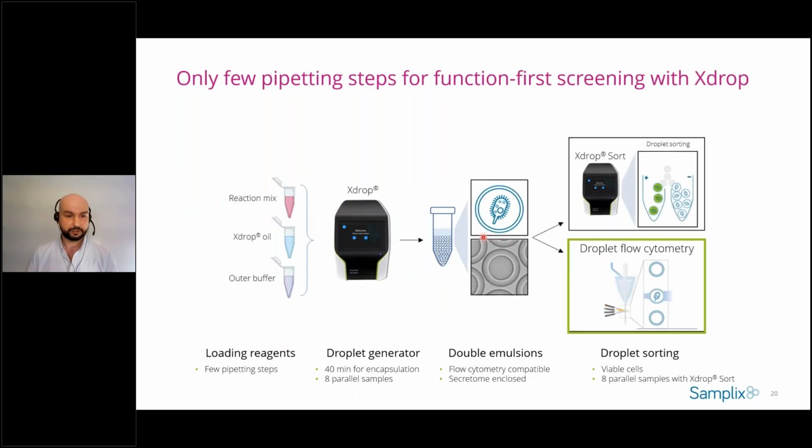Our instruments enable a very fast and straightforward way to do function-first analysis. It requires only a few pipetting steps into the cartridge with few reagents, and we can produce 8 million droplets per lane. So after encapsulation, we have the option to sort the droplets either on our Xdrop sort instrument, which sorts them after fluorescence readout, or we can use, as I mentioned earlier, a standard flow cytometer, a cell sorter, basically what we did in this study.